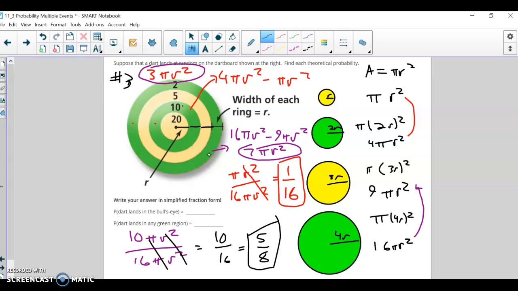All right, so that's pretty tricky. But again, if you wanted to make r 1 or 2, that'd probably make it a little bit easier problem.